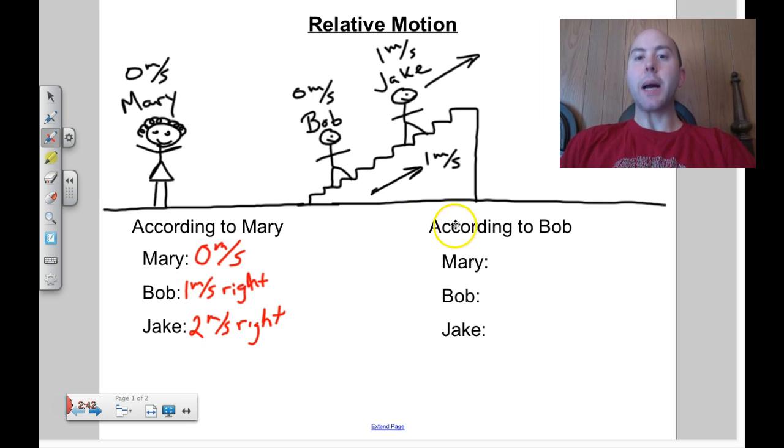Now, let's ask Bob. Bob from Minions. Let's ask him. That was a good movie, by the way. You should go see it. We should ask Bob how fast each person is moving.